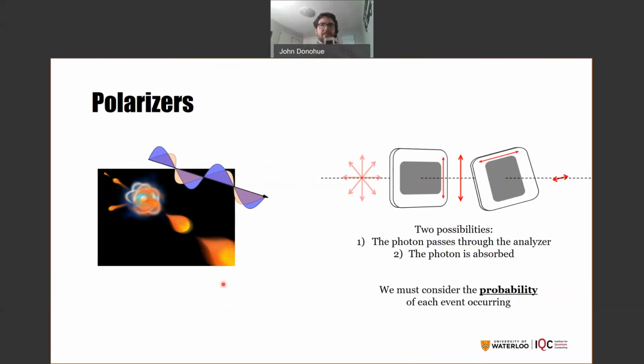So if I have my single photon and I hold up a polarizer and I ask my photon to pass through the polarizer, there are two possibilities. A, the photon passes through this polarizer, which analyzes its polarization, or B, the photon is absorbed by the polarizer. When we think about bright beams of light, we think about the intensity that is absorbed versus the intensity that is transmitted. When we're thinking about one single photon of light, we must consider the probability of each event occurring.